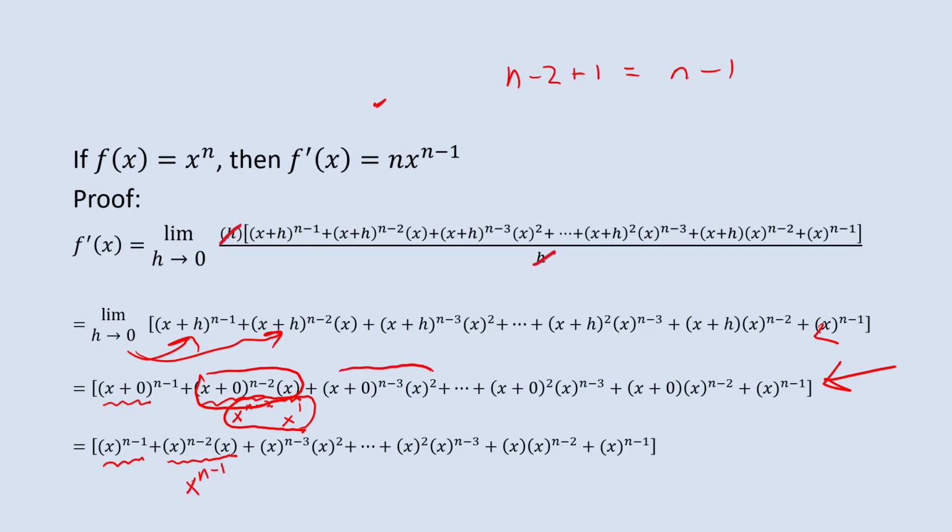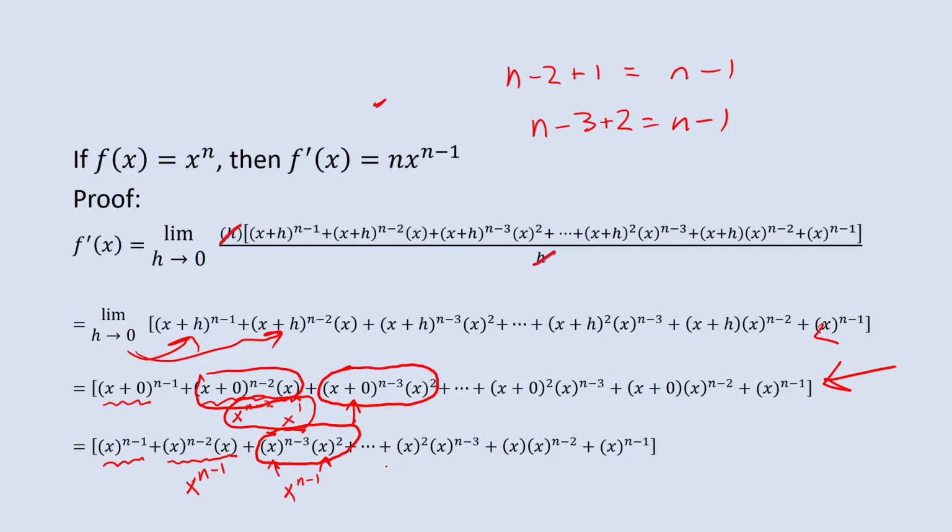Now here, after subbing in an h value of 0, I get x plus 0 to the n minus 3 times x to the 2. Obviously, x plus 0 to the n minus 3 just becomes x to the n minus 3. And then again, we're multiplying by x to the 2. If I'm going to multiply these two powers together, they have like bases, and so I'm going to add those exponents together. n minus 3 plus 2 is equal to n minus 1. So I get another term of x to the n minus 1.